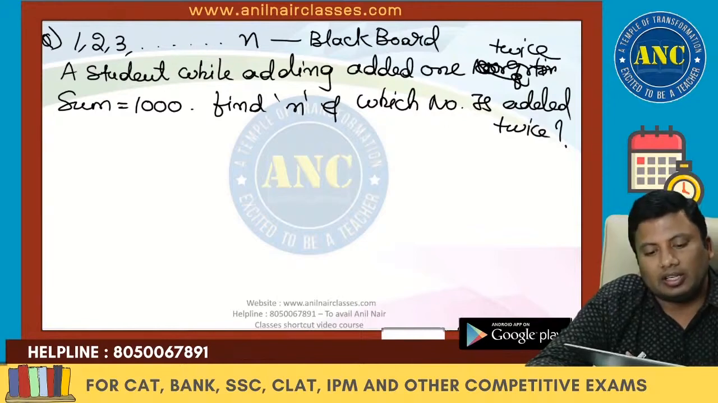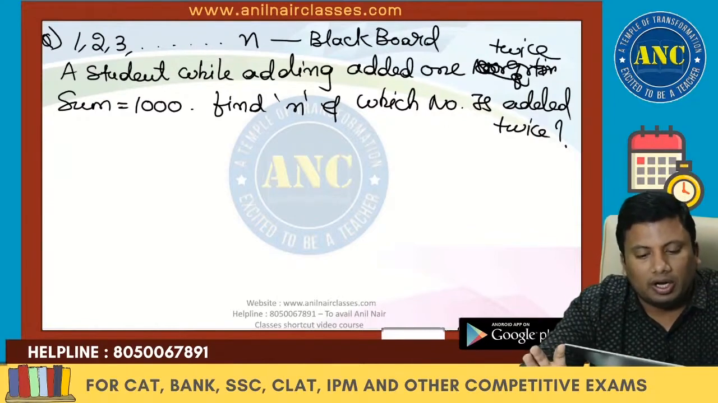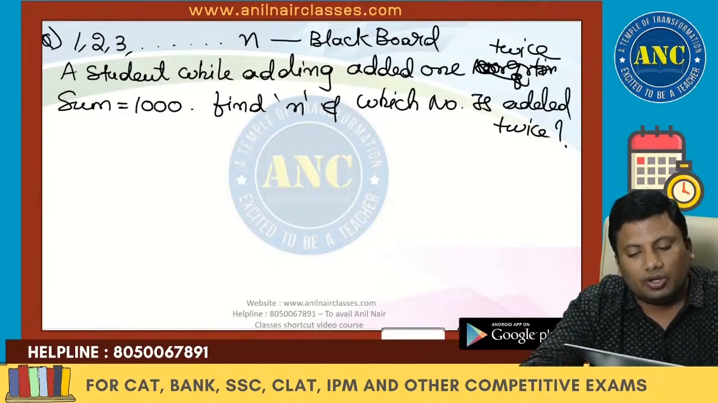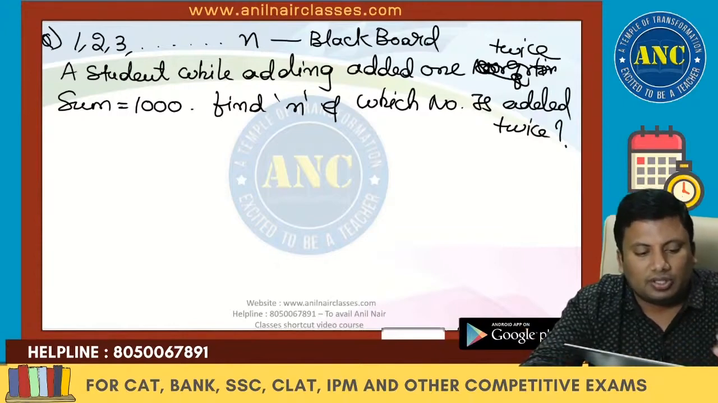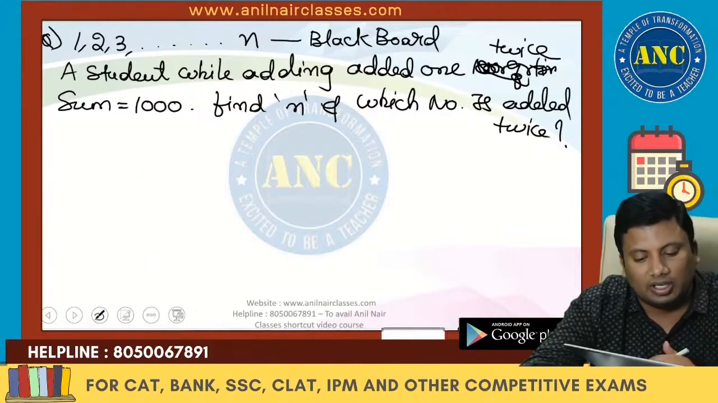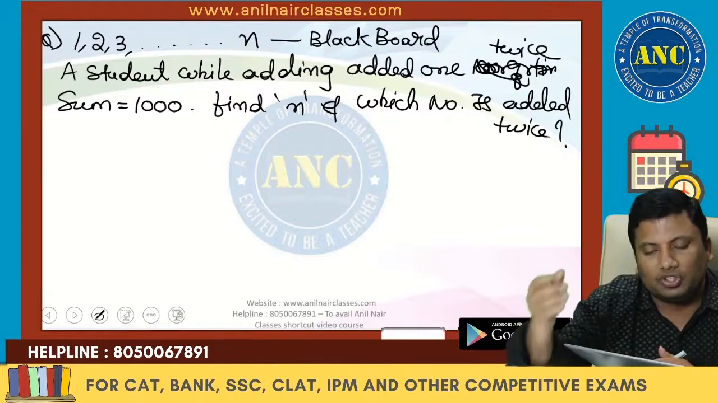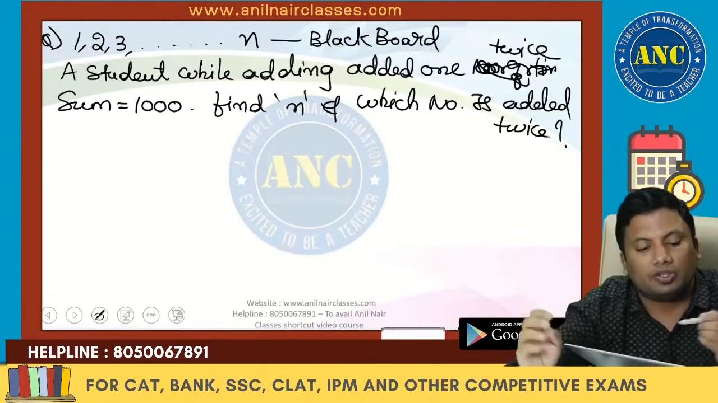There are certain consecutive natural numbers starting from 1 to n written on a board. A teacher asked a student to add these numbers. He added one number twice and got the sum as 1000. Find how many numbers are written on the board and which number is added twice.